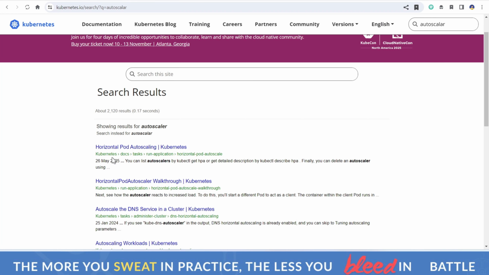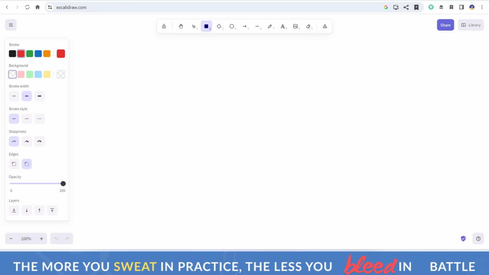So when I type auto scaling, there is the horizontal pod autoscaler mainly, and here are the two links, and these two links are very important. I will tell in detail, but for the basic things, what is auto scaling?